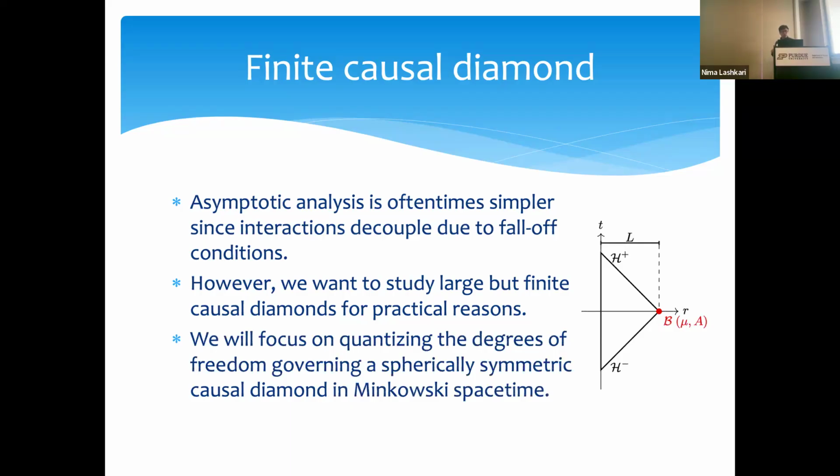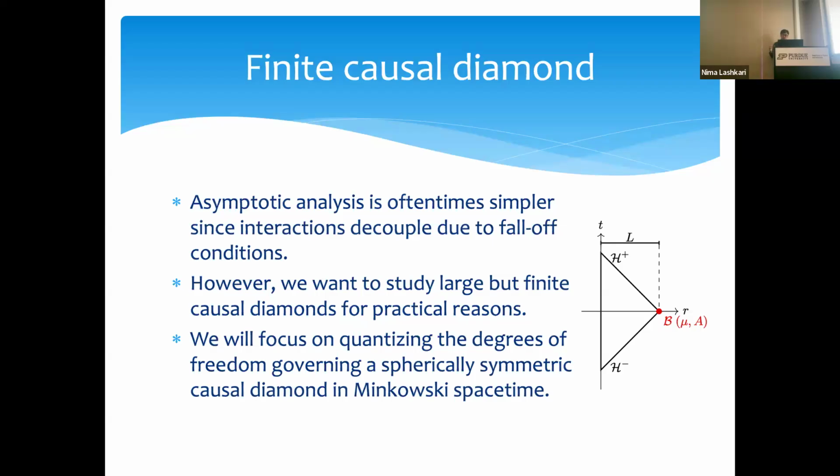And in particular, as a first pass, we're just going to look at a very simple toy model, which is we're going to look at what are the degrees of freedom that govern a spherically symmetric causal diamond, where its area is allowed to fluctuate. And of course, since it's spherically symmetric, when I say area fluctuation, I really mean it's just radial fluctuation.